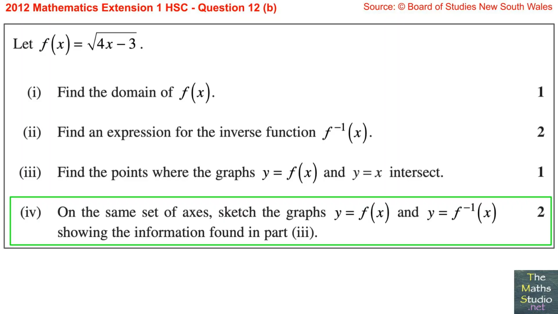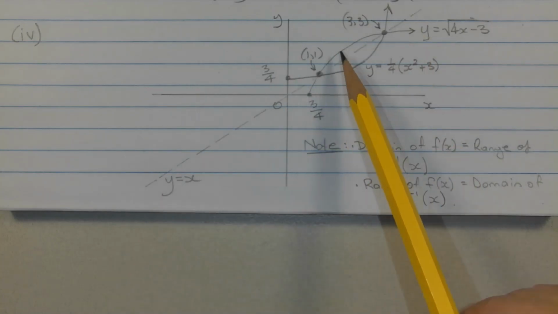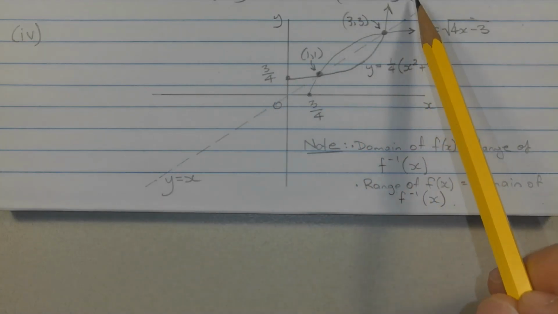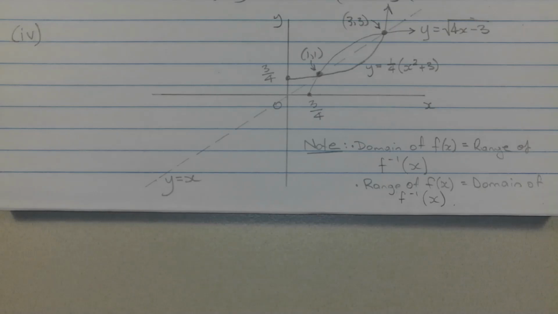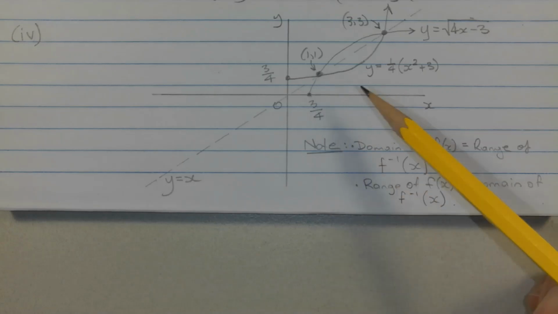Part 4. On the same set of axes, sketch the graphs y equals f of x and y equals f inverse of x, showing the information found in Part 3. Here is a sketch of the graphs of y equals f of x, y equals f inverse of x, and y equals x, shown on the same set of axes. Note the 2 points of intersection that we found in Part 3, that's 1, 1 and 3, 3.